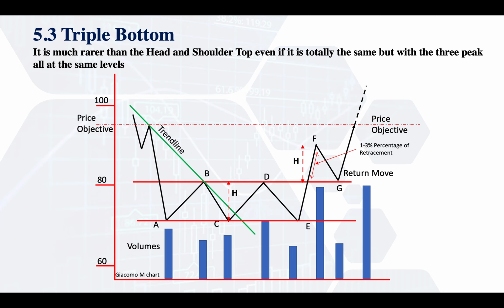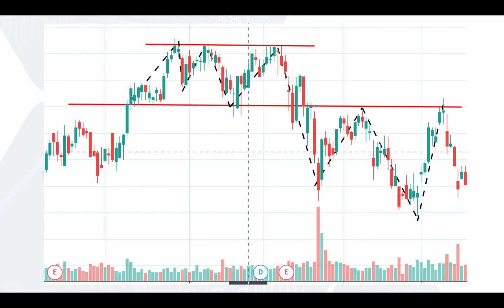So those are the triple bottom and triple top, and this is some example. This one worked perfectly. This one, there was even the return move. The bottom line worked as support for this point, as resistance for this point.